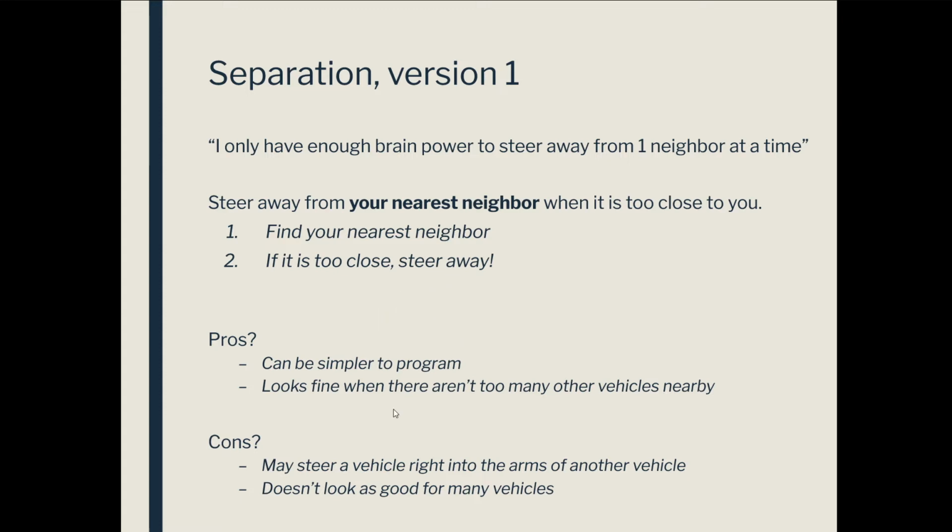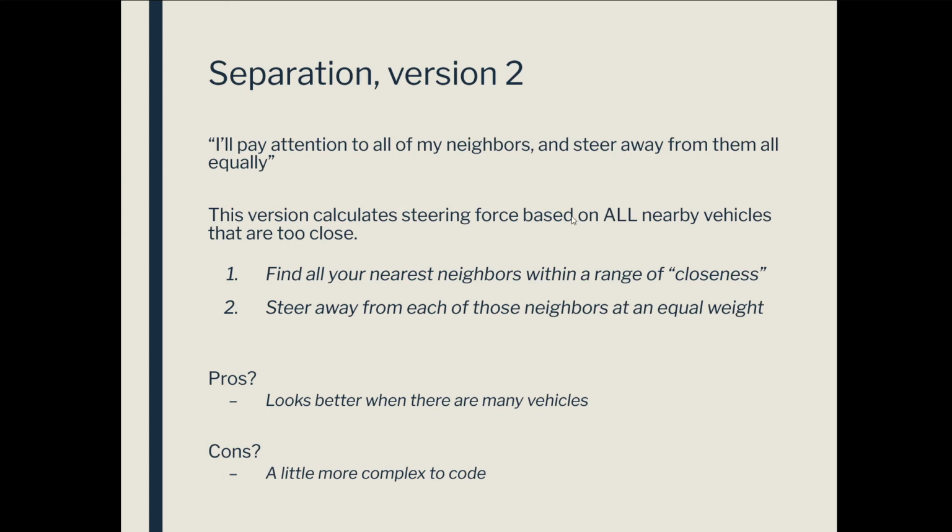So this can be pretty simple to program. We already have Flee programmed, but some of the cons of this are that it might steer a vehicle right into another vehicle because we're only concerned about one, and it doesn't look very good for a lot of vehicles. So I'm not actually going to code this one. I'm going to jump straight into the second one because for this one we first need to figure out who the closest one is, and then once we figure out who's closest, we need to steer away from them. And I think we can do better than that right off the bat. So we'll talk about the second version that's a little bit more complex.